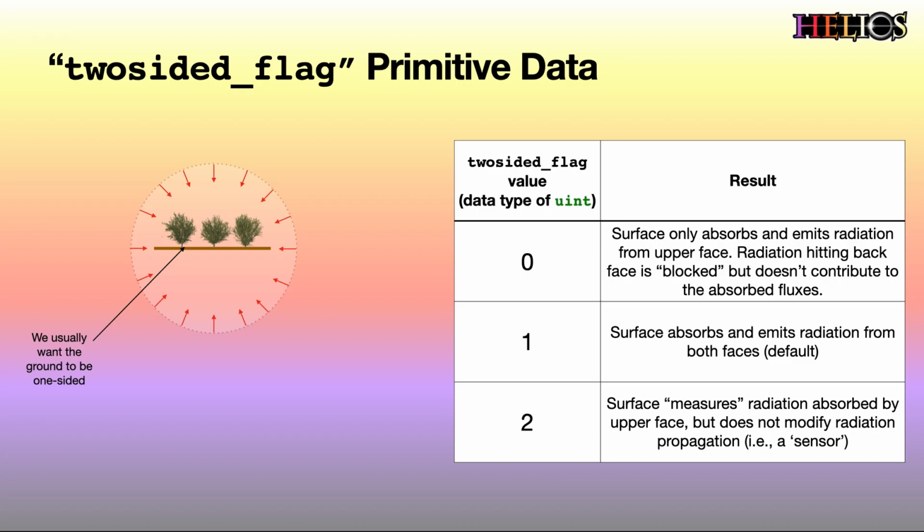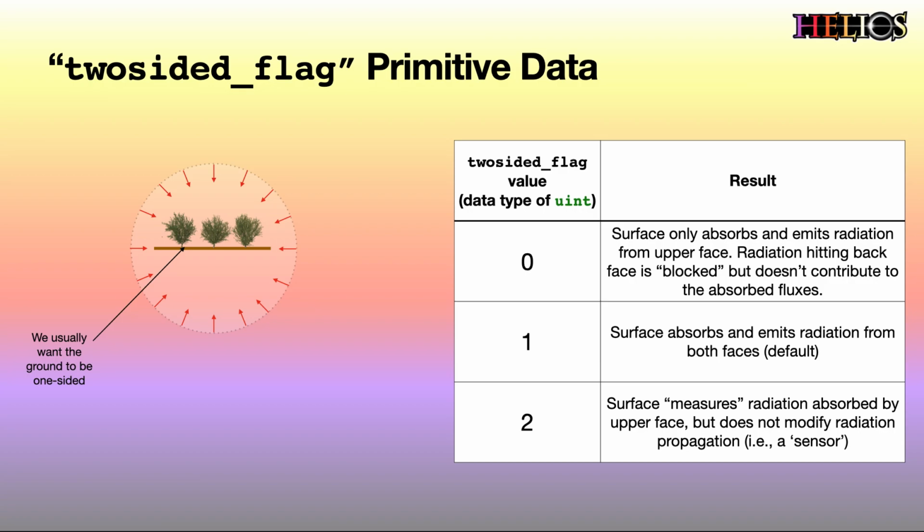So we have this primitive data value called two-sided underscore flag. It has a data type of unsigned integer. And based on how we set this value, we can control how the different faces of the primitive behave with respect to radiation absorption. So if we set this value to 0, then our surface only absorbs and emits radiation from the upper face, and any radiation hitting our back face is blocked, but it doesn't contribute to the absorbed fluxes. So for the ground, we usually set its two-sided flag to 0.